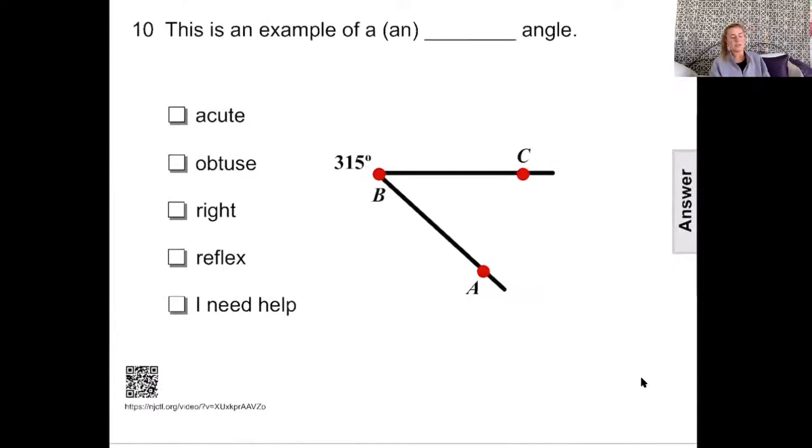So next question, this is an example of a what kind of angle? Well, let's have her tell you. I'll do every other one for you.